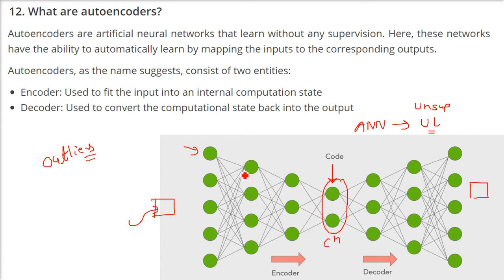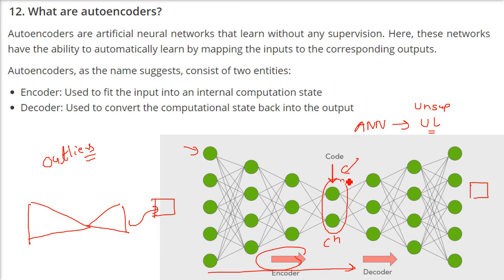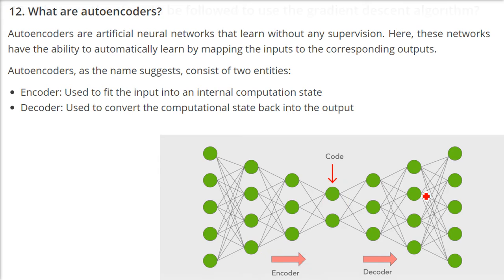This is the shape of autoencoders which you must remember. The first part is the encoder, the second is the decoder. The encoder is used to fit the input into an internal computation state. The decoder is used to convert the computational state back into the output. This is autoencoders. This question will definitely come.